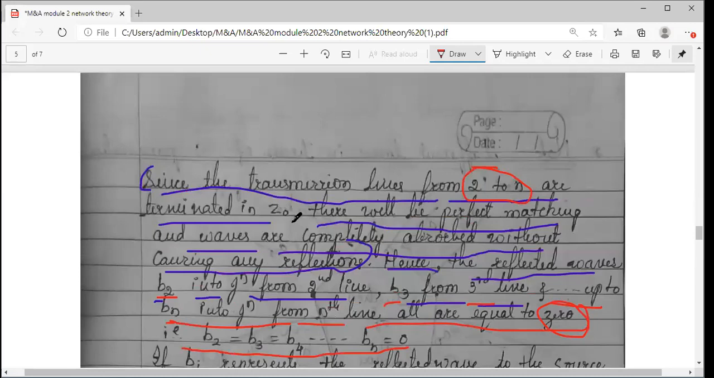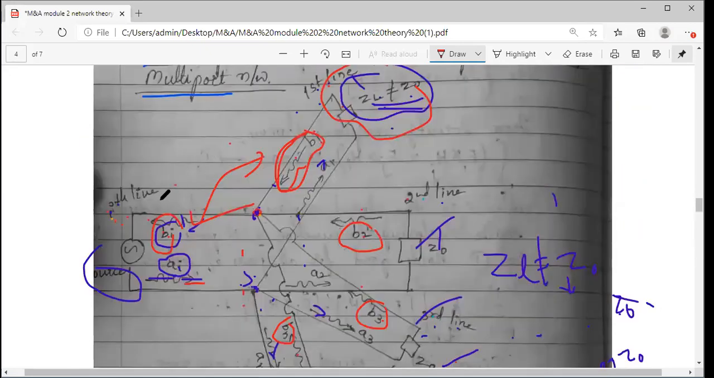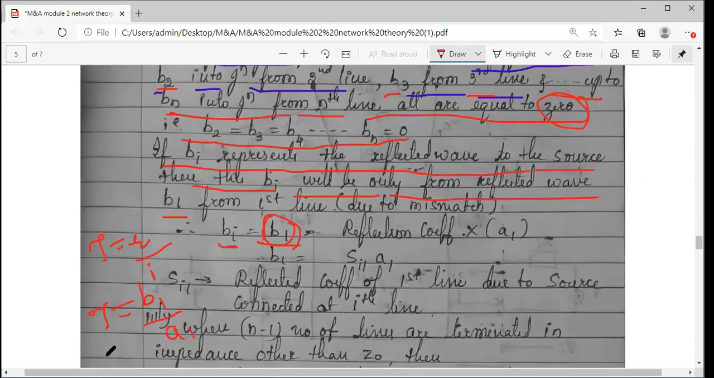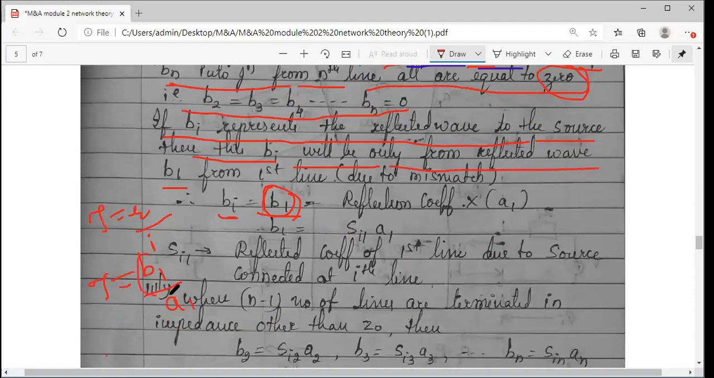For the first line, check, I'm talking about this pair, ith line and first line. Check the first line. What is the incident wave? A1. Reflected wave? B1. So if you take the reflection coefficient tau, tau is equal to B1 by A1, or how do you write B1? B1 is tau into A1. I have written that reflection coefficient into A1, or B1 is equal to the reflection coefficient. Instead of tau, for S matrix representation, let me take S subscript I1. S subscript I and 1.